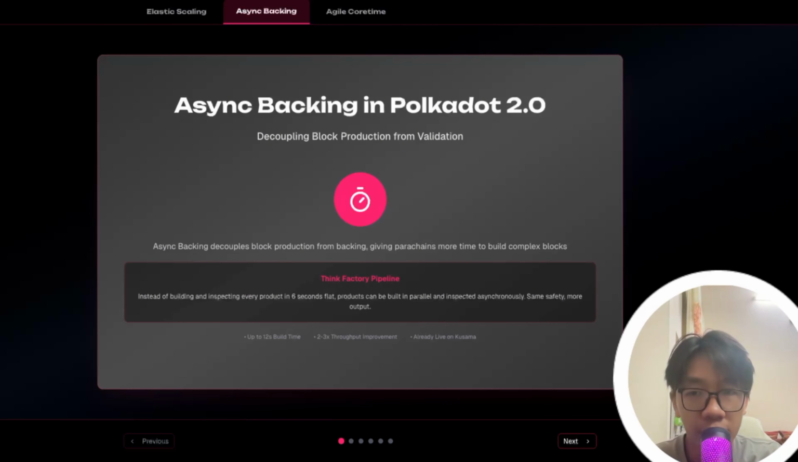So in the next 20 minutes, we will work through why async backing is needed, how block production worked before async backing, and what changes async backing introduced, the impact on scalability, latency, and throughput, and finally why this matters for builders and users of Polkadot. And by the end of this section, you will have a clear picture of why async backing is a cornerstone of Polkadot 2.0.